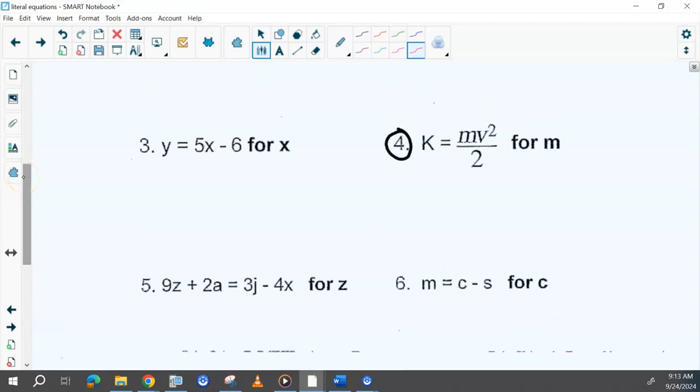For number 4, we have to solve for m. What would be our first step? On both sides. So we have 2a equals mv squared. And then, so we're trying to get m by itself. We gotta get rid of this. Divide by not m, but v squared.